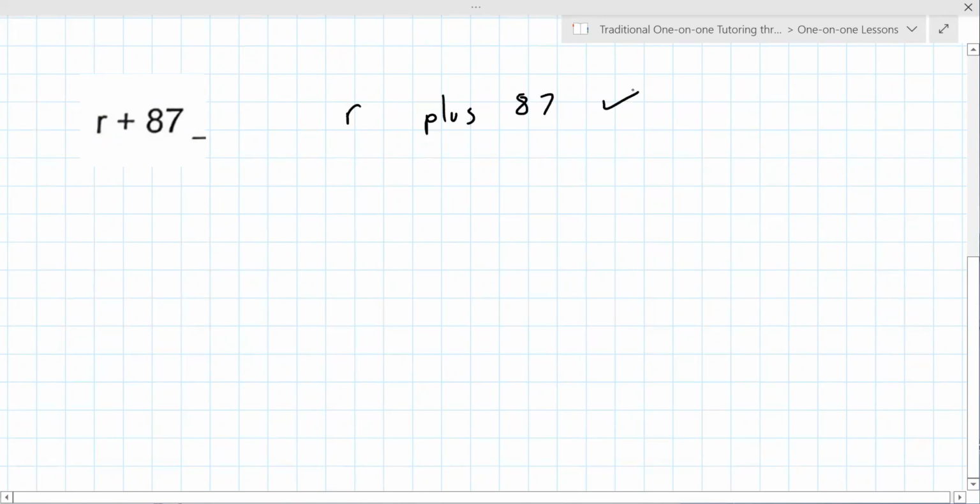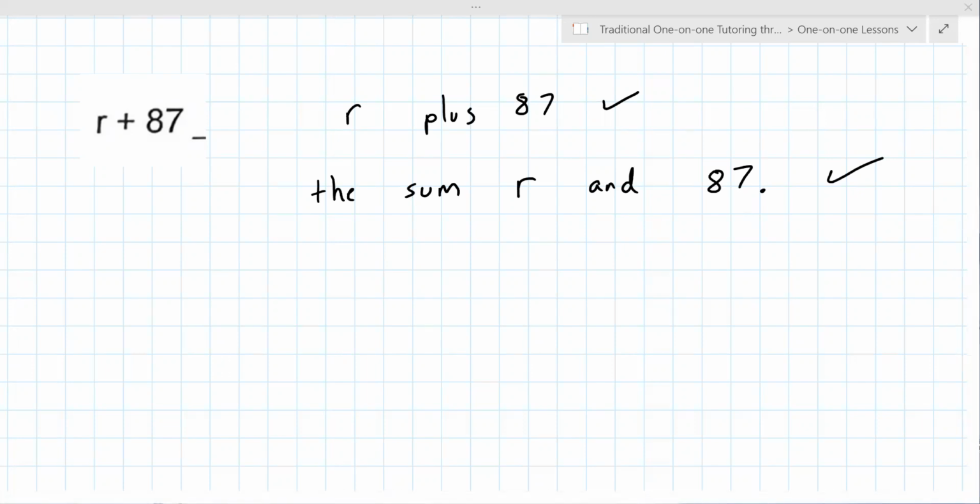The other word you can use is sum, and you would write it this way: the sum of R and 87. Okay. Do you have that down? Yeah, I do. Okay.